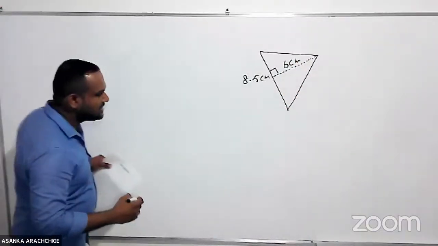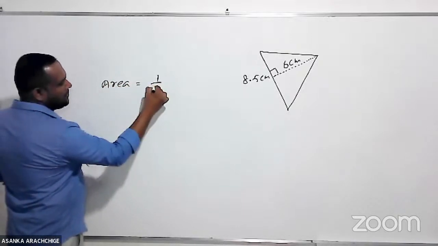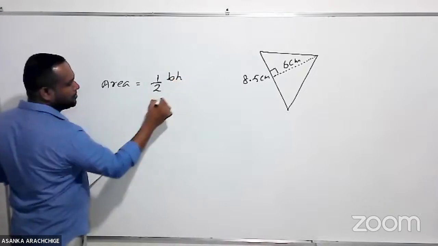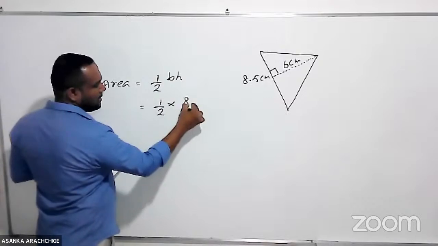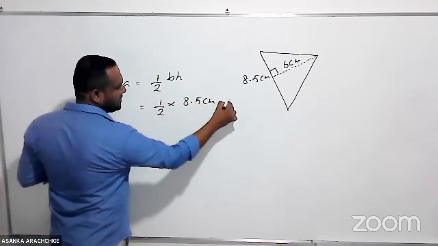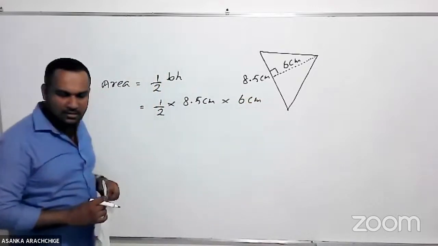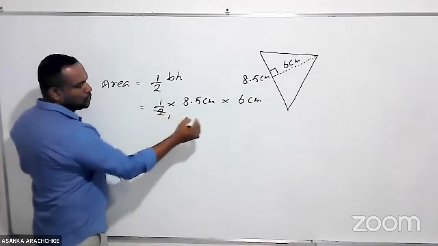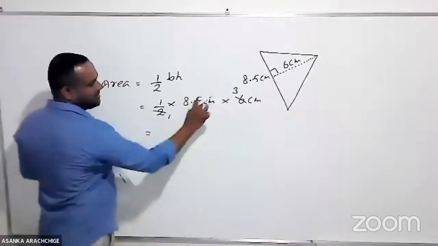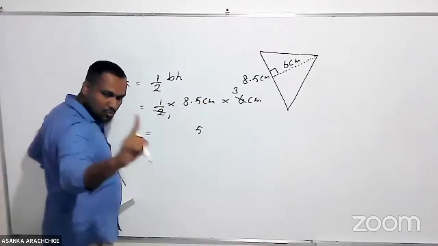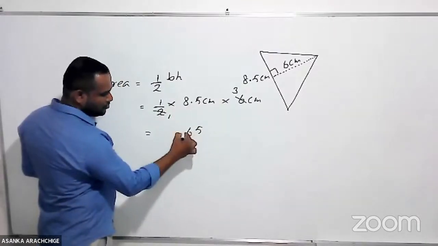So, area is half into base into perpendicular height. Half into base 8.5 centimeters into perpendicular height 6 centimeters. Now you can simplify. 2 times 1, 2 times 3 to take. 3 times 5, 15. 1 remaining. 3 times 8, 24 plus 1, 26.